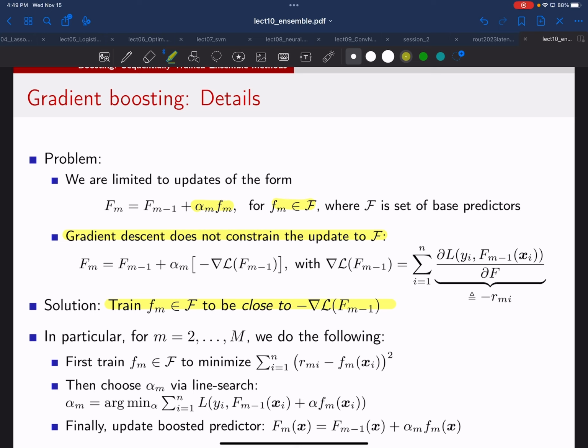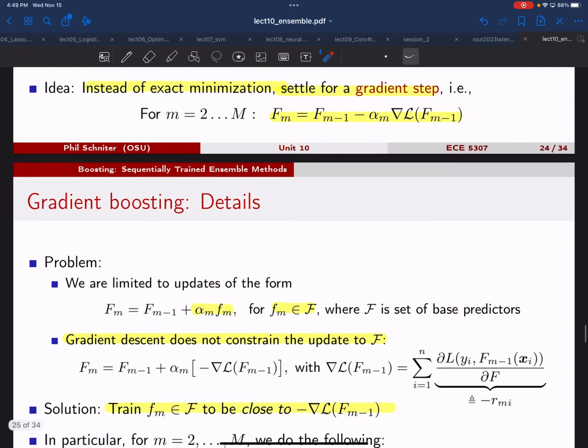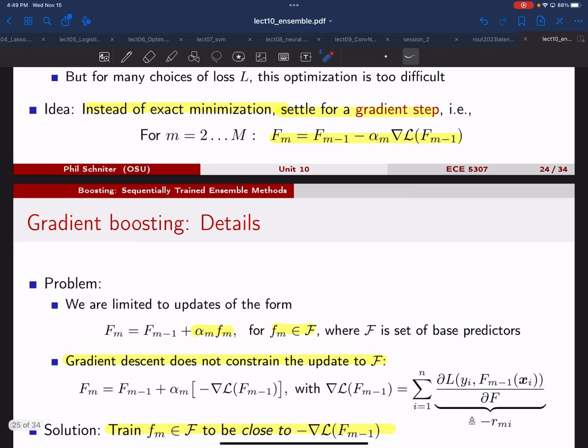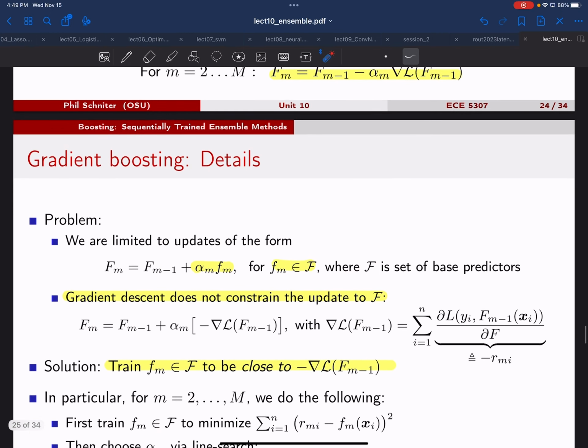Okay, so we are going to train F to be close to the gradient, but still within the model class. So maybe we know we're going to be using a tree of a certain depth. We're going to try to optimize that tree so that its outputs are as close as possible to that minus gradient of this thing that we ideally would like to use here. Okay, so how do we do that? Well, let's take a look at this gradient.